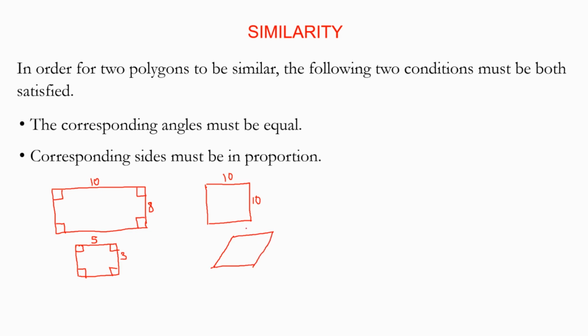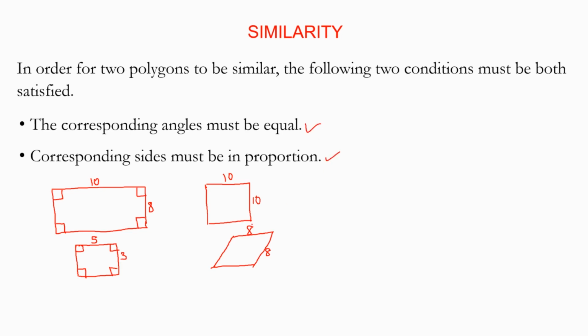Okay, let's say this is 8, 8. You see that? So the sides are in proportion. But what about the angles? The angles are not equal. You see that? So for any other polygon, these two conditions must be there.